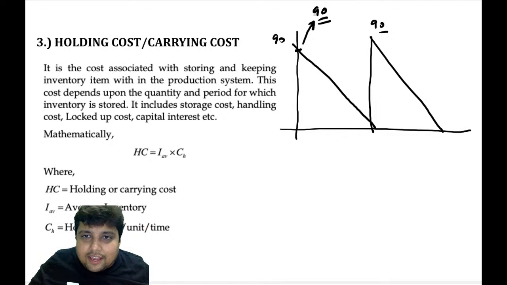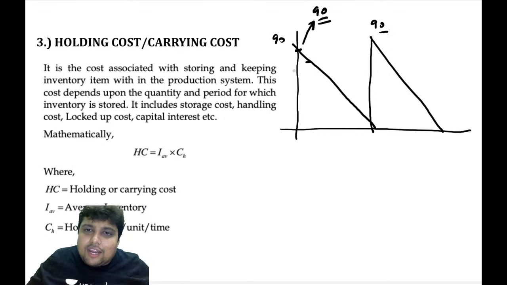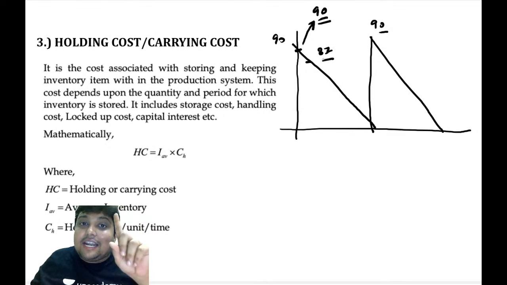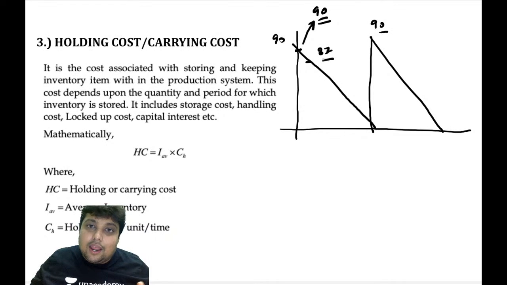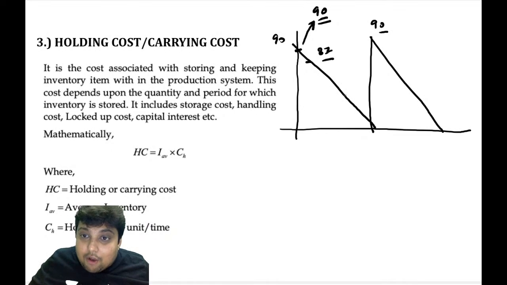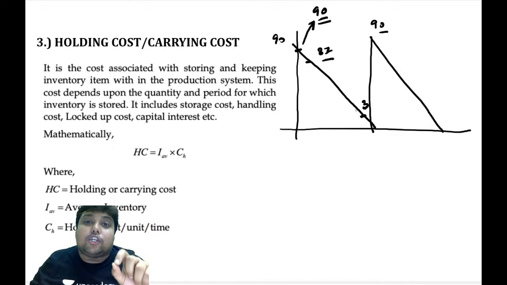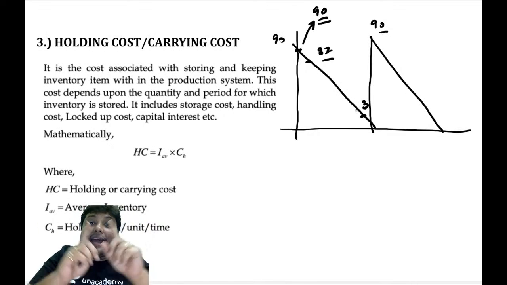But after one day, what will happen? 3 packets of Maggi will get sold out. Only 87 packets Maggi will remain there. So all I am saying is 90 packets stayed for 1 day. 87 packets stayed for 29 days. Similarly, on the very last day, there will be only 3 packets left and I will say that 3 packets stayed in my shop for the entire month, entire 30 days.